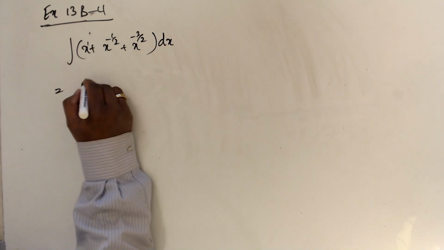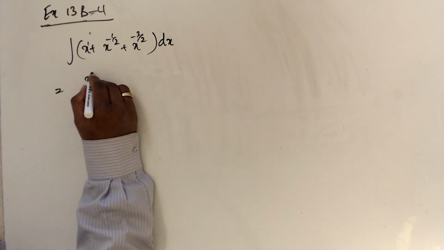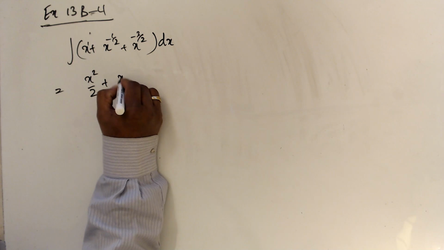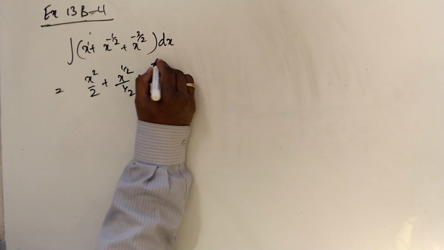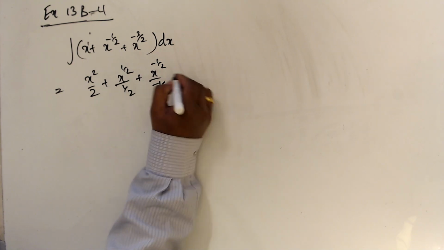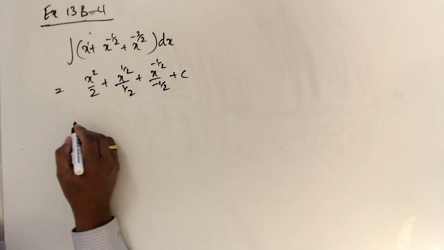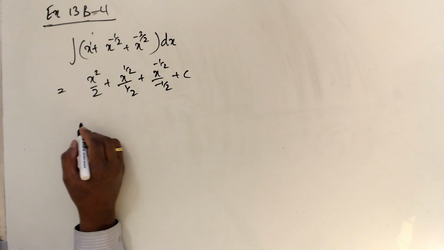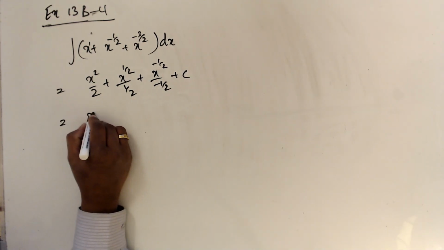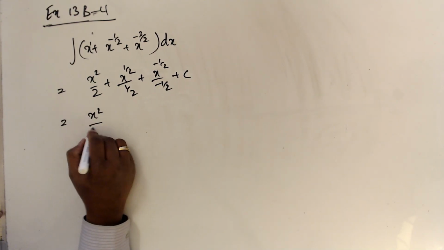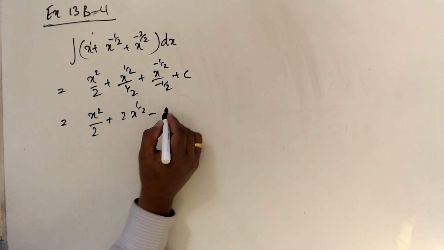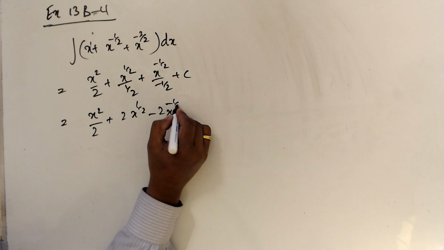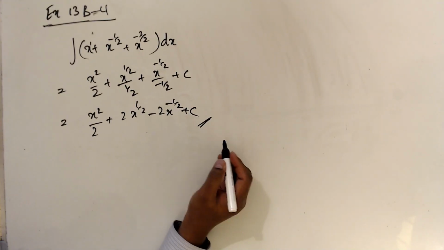This is going to be x squared over 2, x^(1/2) over half, plus x^(-1/2) over minus half, plus c. So this is going to be x squared over 2, this is 2x^(1/2), this is minus 2x^(-1/2) plus c.